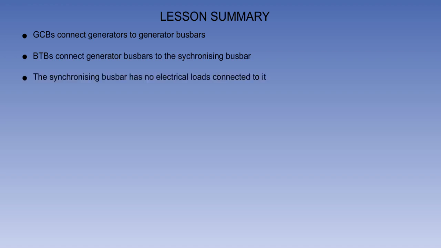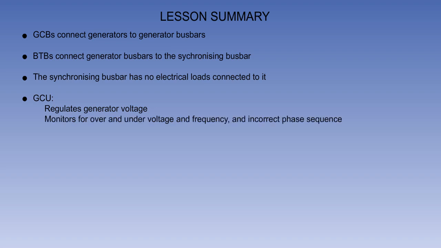The synchronizing bus bar has no electrical loads connected to it. A generator control unit, or GCU, will monitor generator output and provide voltage regulation by controlling the exciter field current. The GCU contains protection circuitry, which will monitor for over and under voltage and frequency and incorrect phase sequence.